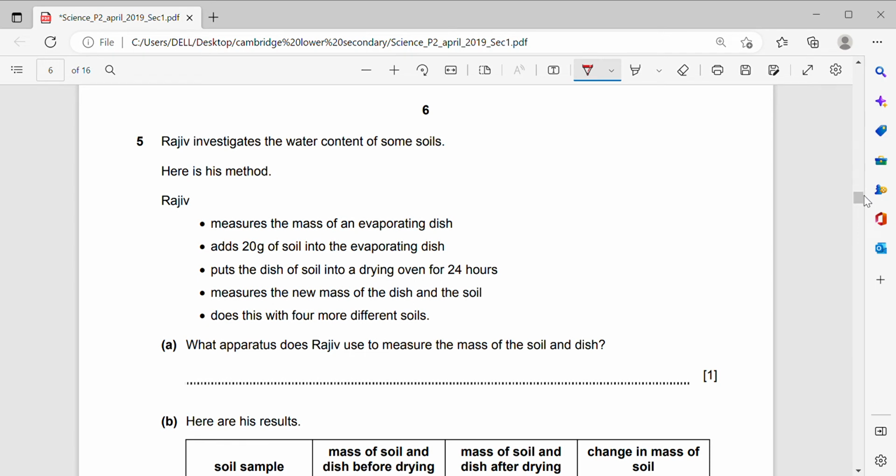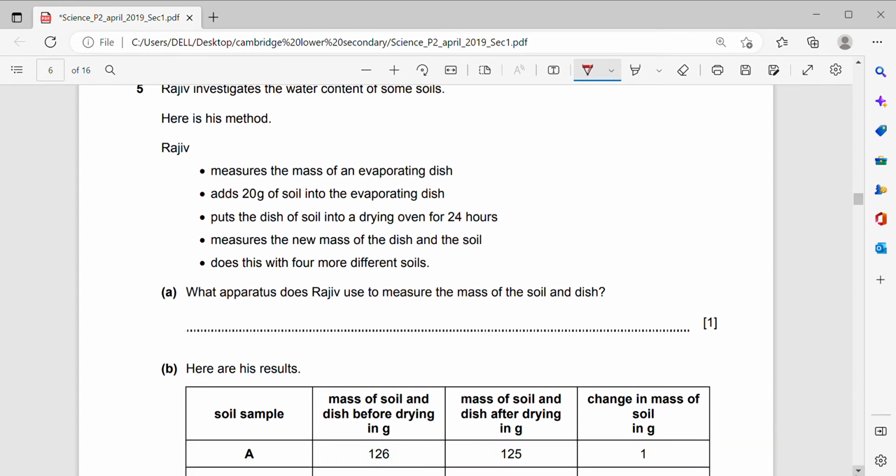Rajiv investigates the water content of some solids. Here is his method. What does Rajiv do? He measures the mass of an evaporating dish. So I have an evaporating dish, and he measures the mass of the evaporating dish. Then he adds 20 grams of soil. So first he measured the mass, second he added 20 grams of soil into the evaporating dish.